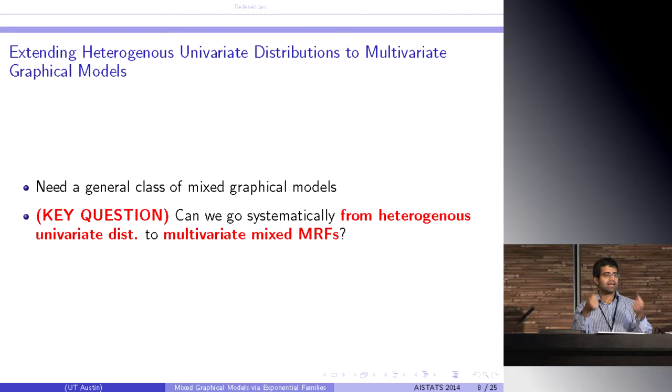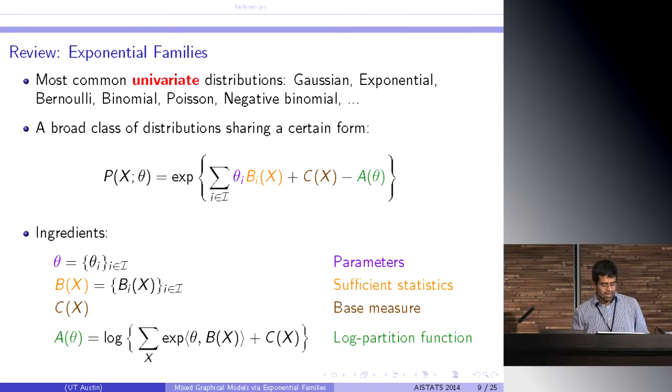The difficulty comes when I want to extend the univariate story to the multivariate story, where I also want to capture the dependencies between all the random variables. How do I do that? That's what we want to do. So how do I go from a knowledge of univariate distributions, just turn a crank, and come up with a multivariate distribution? And before getting into that crank, let me talk a little bit about univariate distributions.